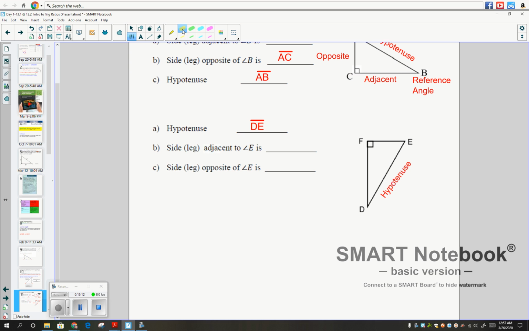So right here is angle E. That is my reference angle. From that angle, I'm going to determine which leg is adjacent and which one's opposite. Which one's adjacent? Well, this segment right here, EF, is adjacent. And that means DF here is across from it. That is my opposite side.